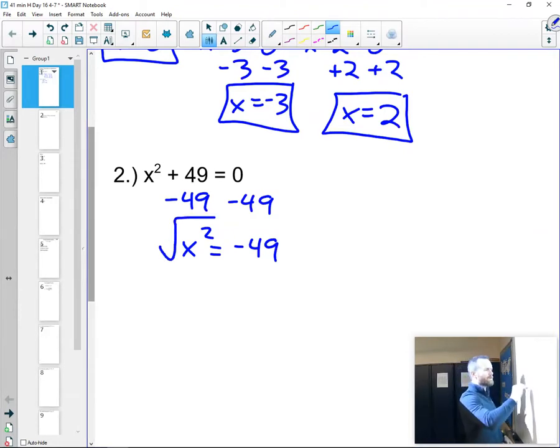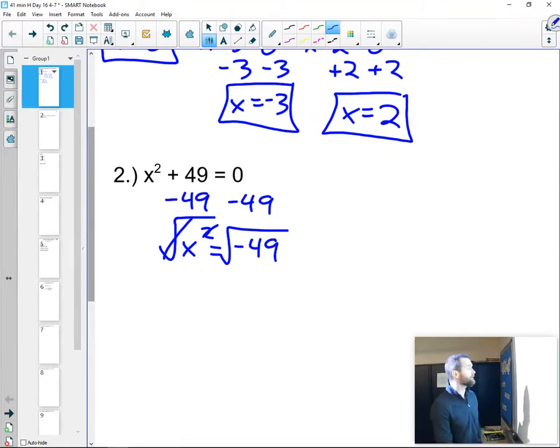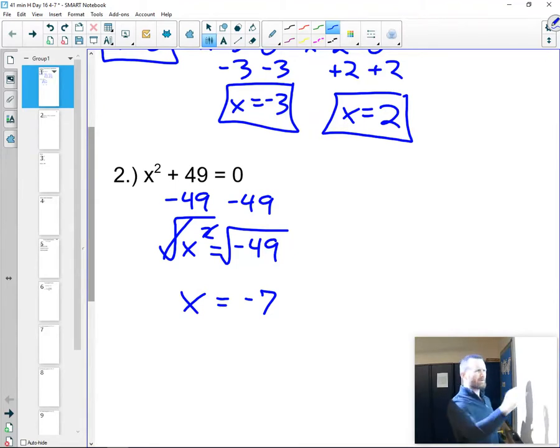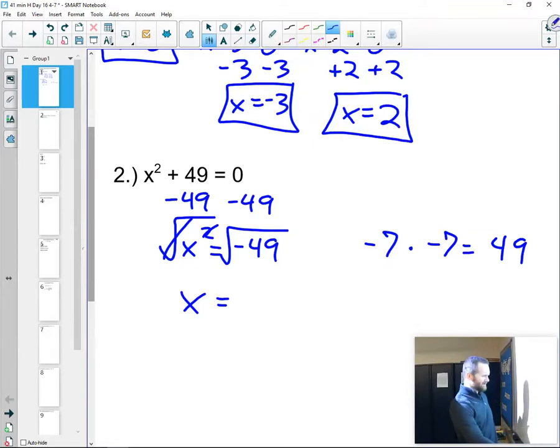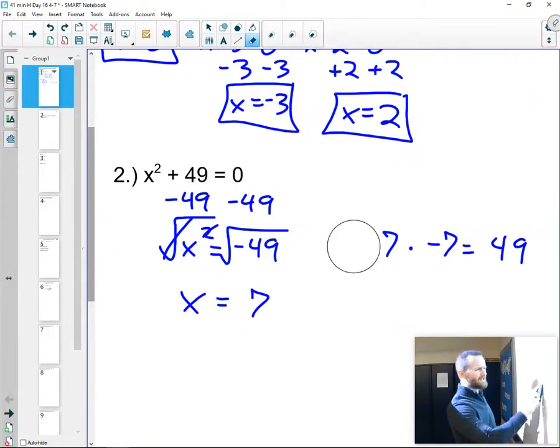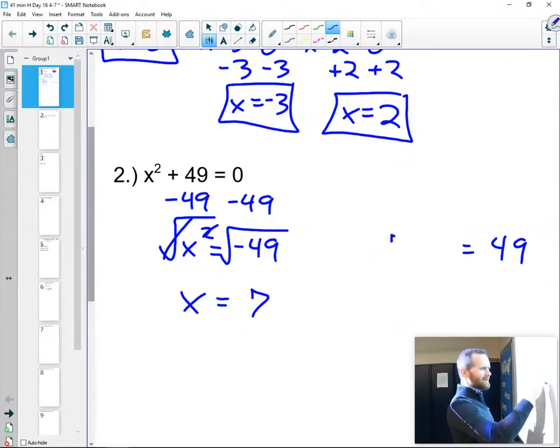We undo a power of 2 with a square root, because a square root and a squared undo one another. They're inverse operations. And we end up with x equals... Here's some answers I often get from students. Some students say, oh, it's going to be negative 7. But that doesn't work because negative 7 times negative 7, that's a positive 49, not a negative 49. And it obviously can't be plus 7 because positive 7 times positive 7, that's still a positive 49.